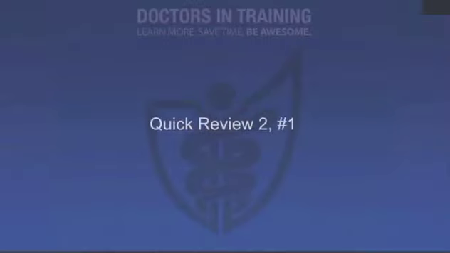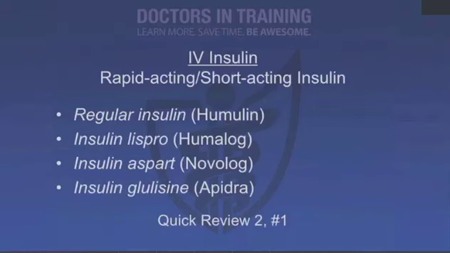Number 1, which insulin can be given IV? So most insulin is given sub-Q in a day-to-day fashion, but sometimes you need IV insulin. In the cases you need IV insulin, you're going to either reach for regular insulin or one of your rapid-acting or short-acting insulin. So you can use your Lispro, your Aspart insulin, or your glulisine. So any of those can be given IV.